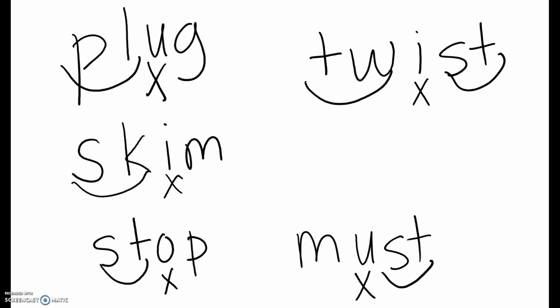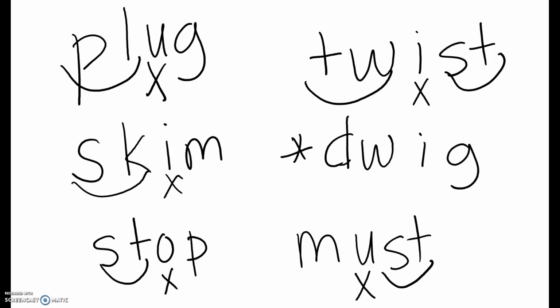There are 2 other blends besides the L blends, the R blends, and the S blends. You could also have a DW blend. There's not a lot of words that start with DW, but there are a few. But there's lots of nonsense words that start with DW, so you would mark that it's a nonsense word, mark the blend, and then mark your vowel. So those are the ways that you mark a blend.